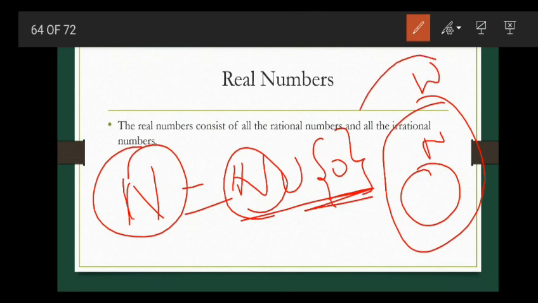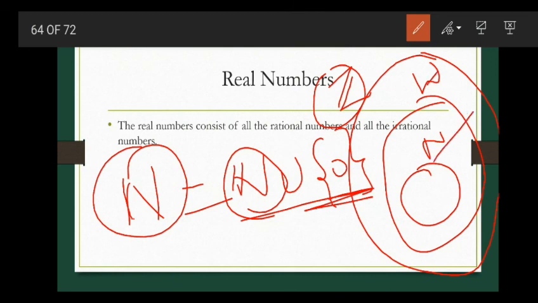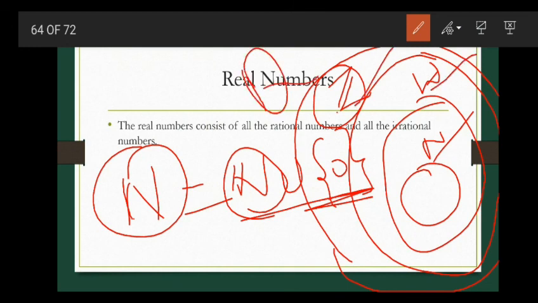Then we learned what integers are. Integers are represented using Z. Positive numbers, negative numbers and 0 are included in integers. So whole numbers and natural numbers are all subsets of integers. Then we come across rational numbers. Rational numbers also include integers, whole numbers and natural numbers. So rational numbers are a superset of integers, whole numbers and natural numbers, and these are subsets of rational numbers.